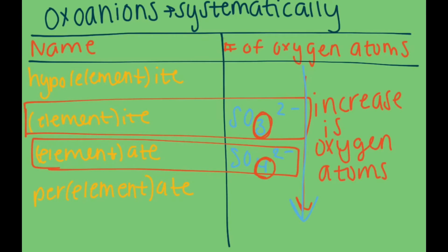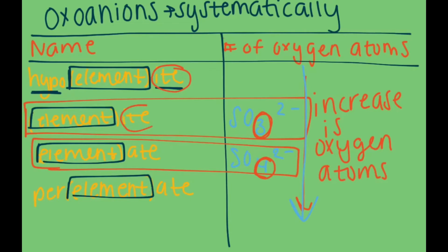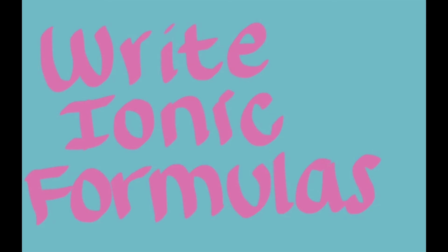So in order to use this chart properly, you would add this beginning, insert the element's name, and then add this ending. And same here, the element's name, the element's name, the element's name, the ends, and only the first and the last would have different beginnings. So the next section would be to write ionic formulas.